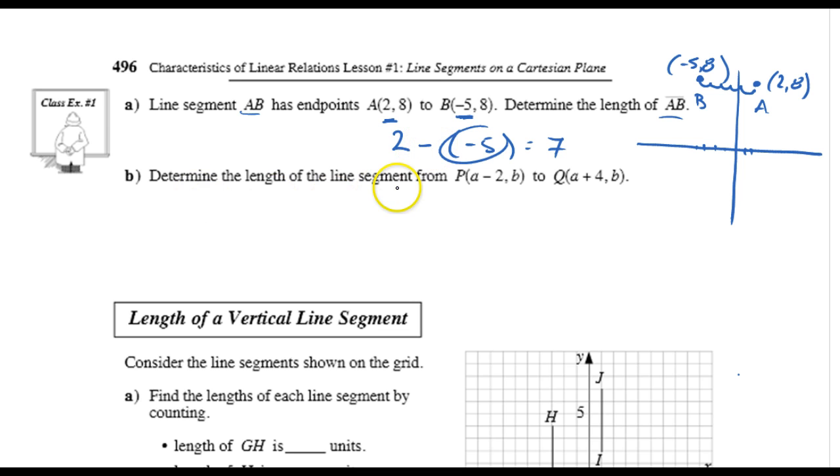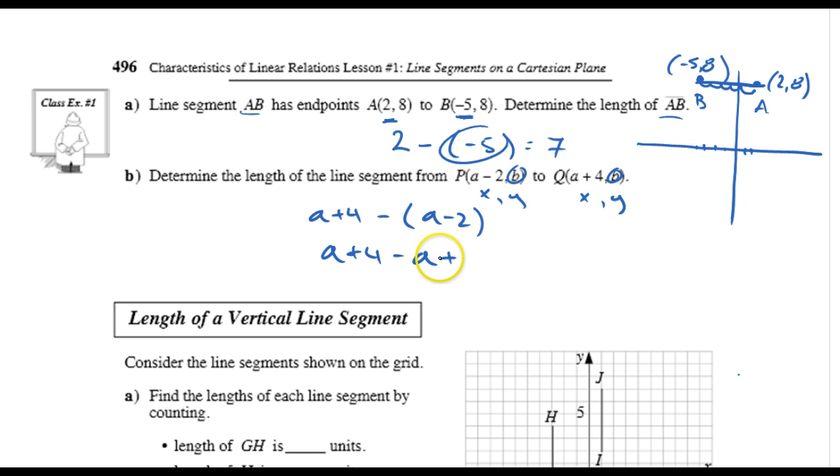Okay, same thing over here. Determine the length of the line segment. They're getting a little fancy here, trying to throw you off. Well, if that is the x-coordinate, that is the y-coordinate. So the y-coordinate is the same, which means it's a horizontal line like that one up here. So we're going to take the bigger one, which must be a plus 4, and subtract away the smaller one, which is a minus 2. Don't forget to use the bracket here, because you're distributing this negative sign into the bracket. Then the minus disappears, and 4 plus 2 equals 6.